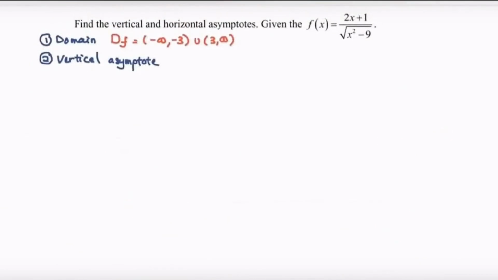Second step, we are going to find the vertical asymptote. So in this case, kindly refer to the domain. In here, from the domain, we have two vertical asymptotes: x is equal to negative 3, x is equal to 3. Step number 3, we're going to observe the behavior.